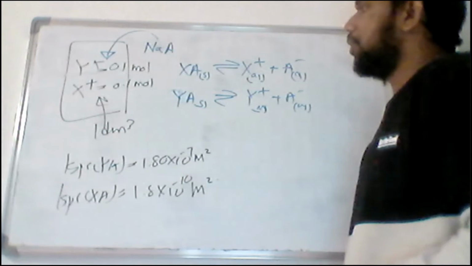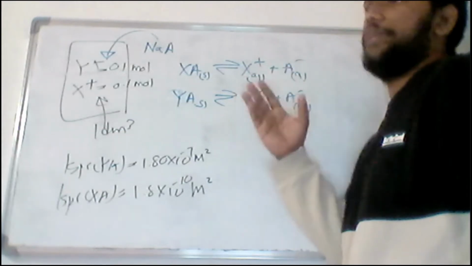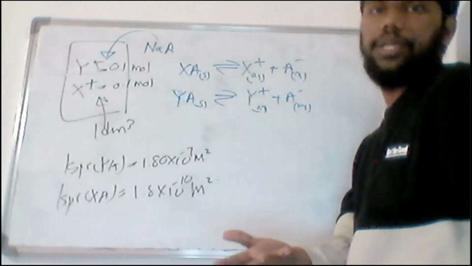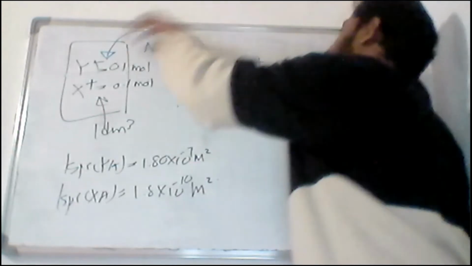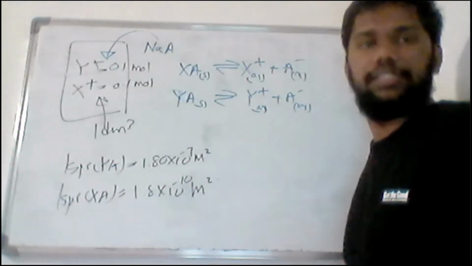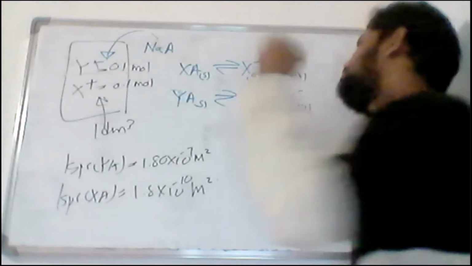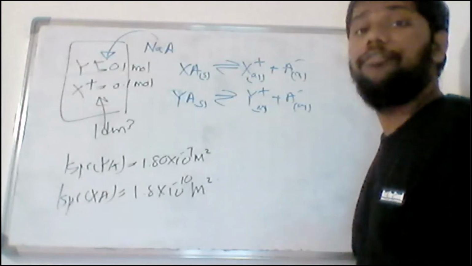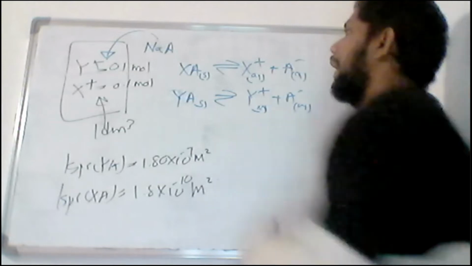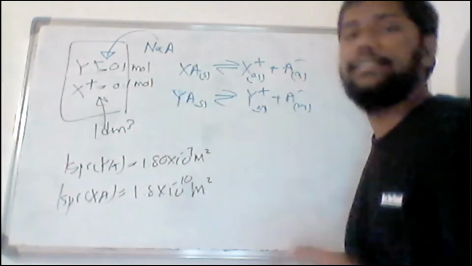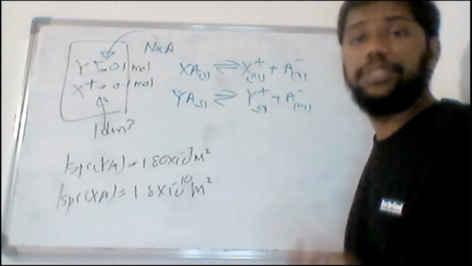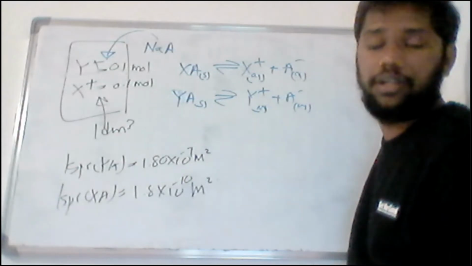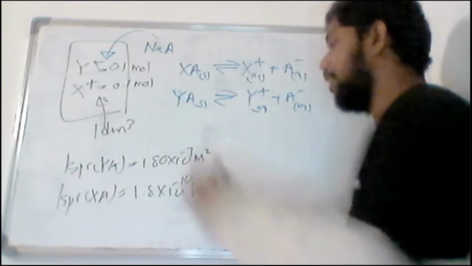So this is before precipitation. In fact, these solids are still in the aqueous medium. But we need to find which one precipitates first. The simplest thing you can do here is find how much A minus concentration is needed in order to precipitate either XA or YA, because you know the KSP values of these two.